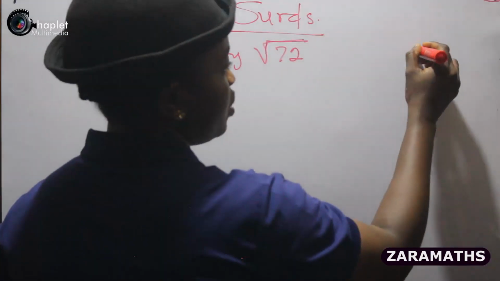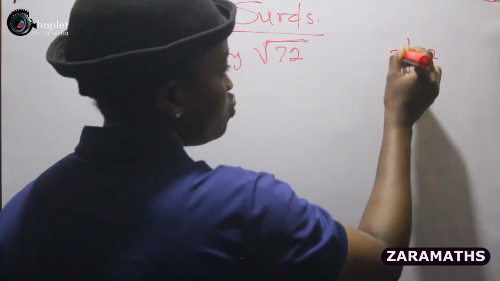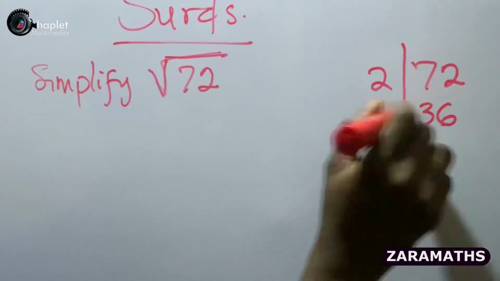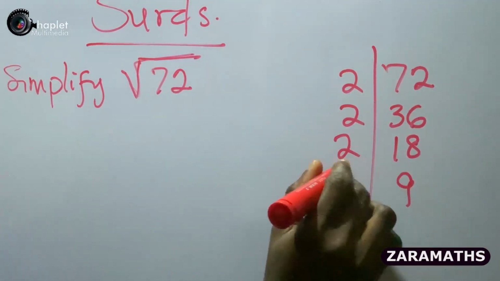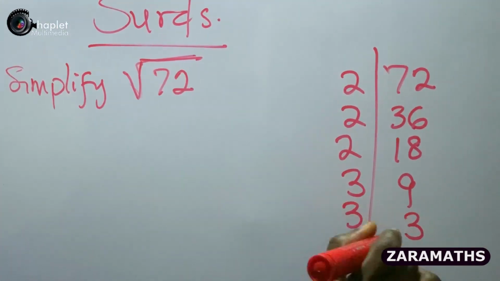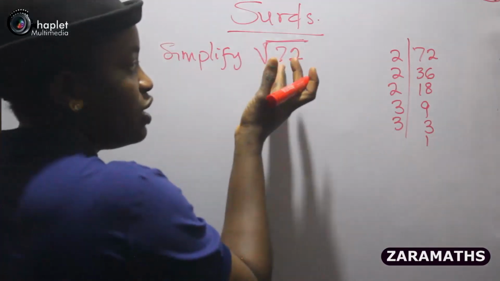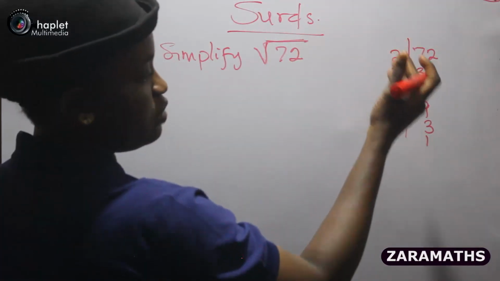Now, using the LCM method for 72: 2 in 72 is 36, 2 in 36 is 18, 2 in 18 is 9, 3 in 9 is 3, 3 in 3 is 1. So now 72 is the same as 2 times 2 times 2 times 3 times 3.